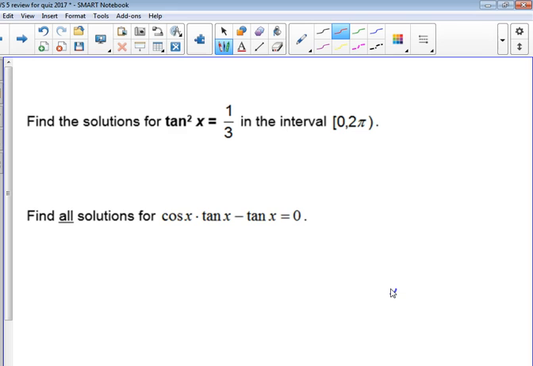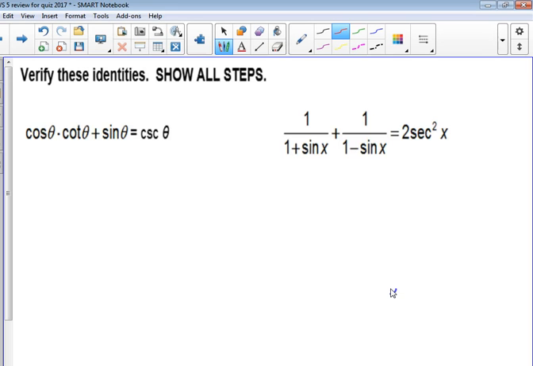All right, those are more equation solving. I'm going to skip those. And these are the two I was worried about, okay?